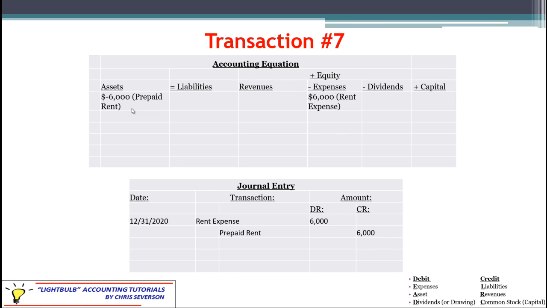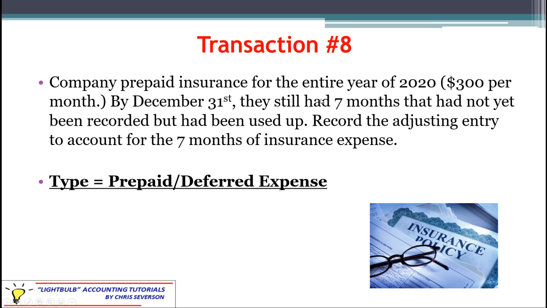We're trying to decrease an asset, prepaid rent in this case, and we're increasing rent expense, $6,000. So we have to debit rent expense for $6,000 and credit prepaid rent, that asset, for $6,000 to decrease it. And I guess we do have one more adjusting entry, a prepaid deferred expense adjusting entry to talk through.